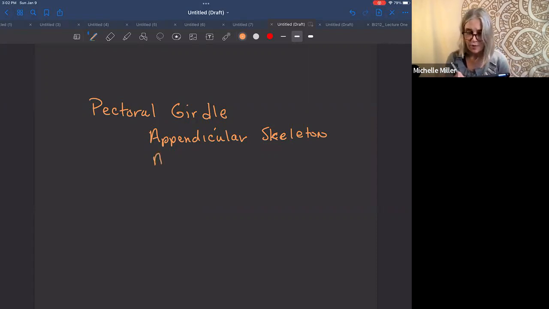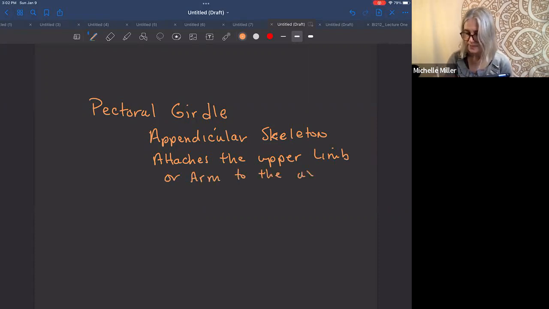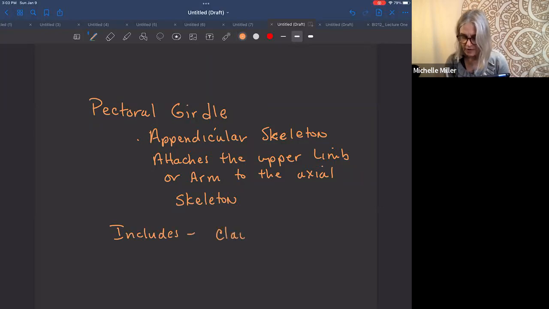Pectoral attaches the upper arm, or the arm, so the upper limb or arm, to the axial skeleton. Now, this attachment is really interesting. There's actually only two bones in our pectoral girdle. So it includes the clavicle, and this is what attaches our upper limb to our sternum, and also the scapula.